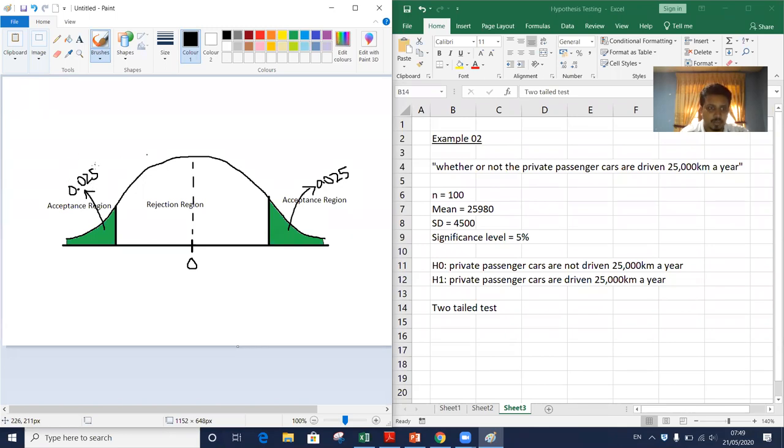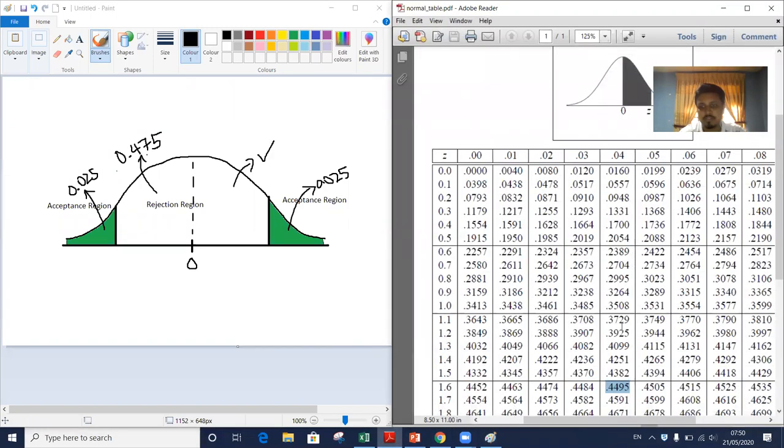If the value here is 0.025, what should be the value here? It is also 0.025. From 0 to that point, what should be the value? It is 0.475, and here also the value is the same, 0.475. Now by using the z table, we can find the respective z values.